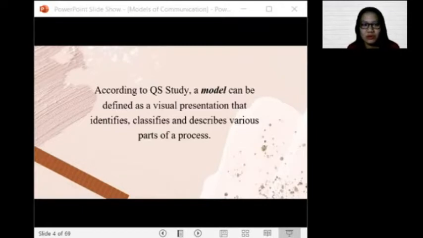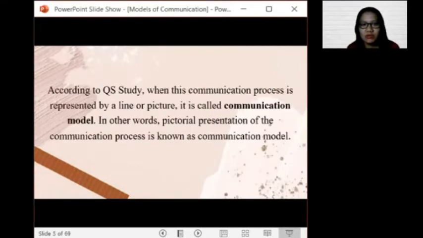In a model of communication, we have different elements or components of communication that we've already discussed. According to the QS study as well, a communication model is a communication process represented by either a line or a picture. In other words, this is what we call the pictorial presentation of the communication model.